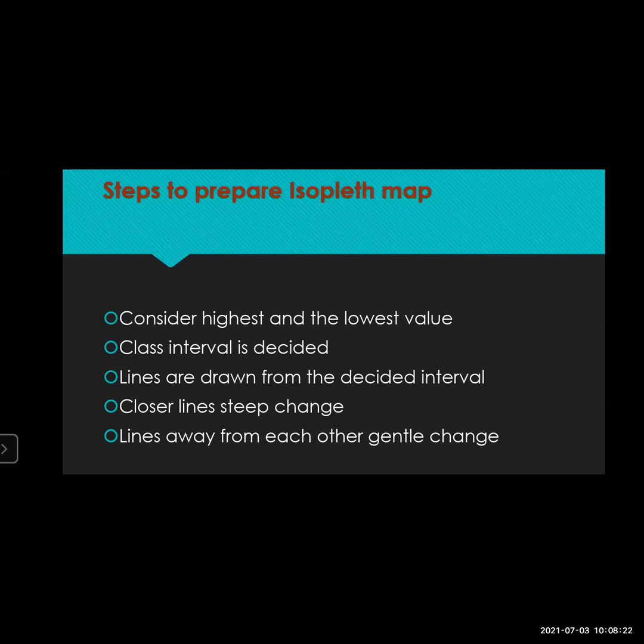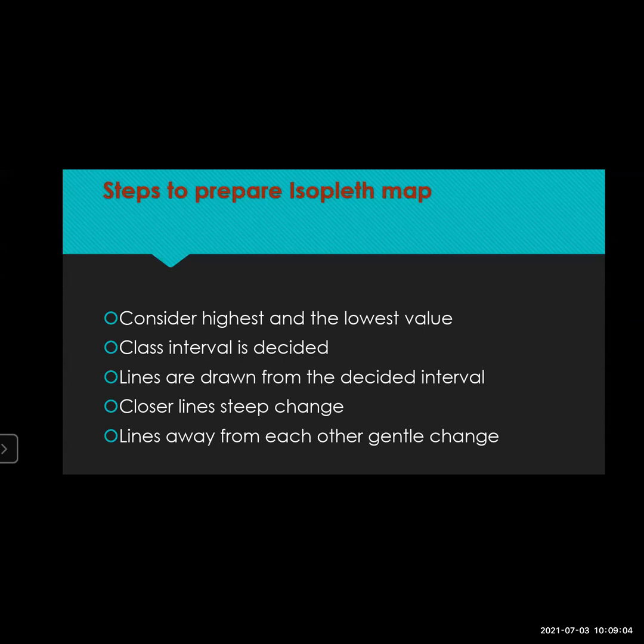Then what are these lines indicating? The lines are not joined anyhow. The lines have some meaning. The lines are actually telling you something. When the lines are closer to each other, remember that there is a steep change. And when the lines are away from each other, there is a less or gentle change. So when the lines are closer, it shows a steep change, more change, and when the lines are away from each other, they show a very slow or gentle change.